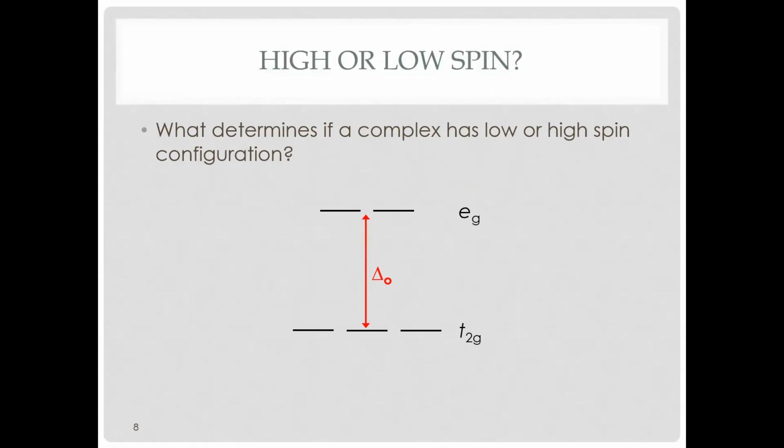So what determines if a complex has low spin or high spin? That difference there in energy is what's going to make the difference, and we use the symbol delta O for the energy gap, and that is sometimes also called the splitting energy. Now the O here stands for octahedral, and that's because we're going to have a different sort of arrangement when we have tetrahedral or when we have square planar. So this arrangement is just for octahedral. And we sometimes refer to this as the field splitting or the crystal field splitting.